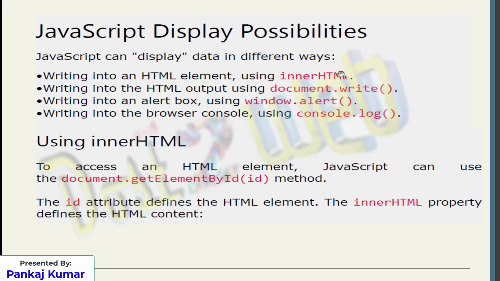The first one, I mentioned, is innerHTML. The second one is writing into the HTML output using document.write. The third way, you can have an alert box using window.alert. The fourth one, you can write into the browser console, that means console.log.